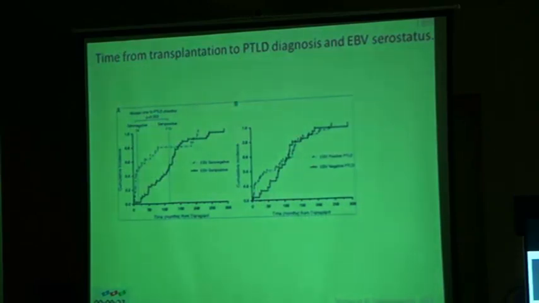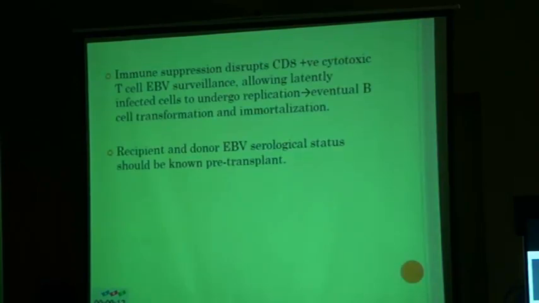And this shows the effect of Epstein-Barr virus. In the first year, we have a high incidence of Epstein-Barr virus-related lymphomas. And we come to the relationship between immune suppression and Epstein-Barr virus. It is thought that immune suppression will disrupt the CD8 positive cytotoxic T cells, which provide surveillance for Epstein-Barr infected cells, so allowing latently infected cells to undergo replication, causing this lymphoid disorder.